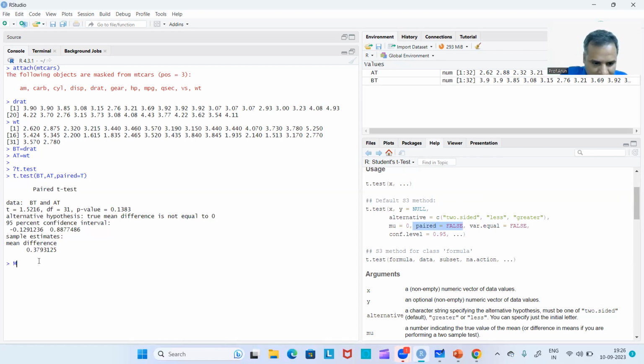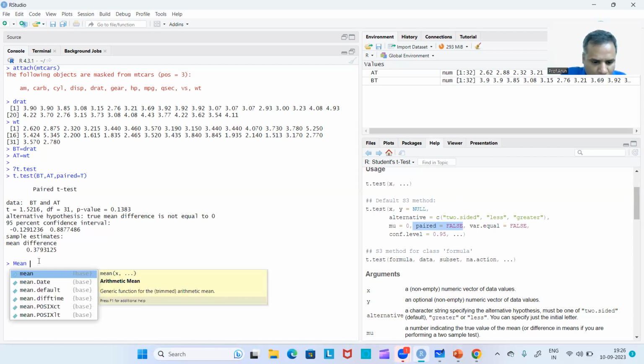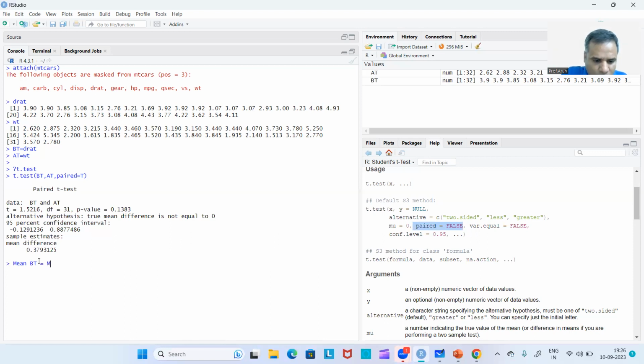It means mean before training is equal to mean after training. This I have to accept. It means training का कोई impact नहीं पड़ा है. Training has no impact because mean marks before training and mean marks after training is same. Training would have worked if after training marks would have been statistically significant. ज़्यादा होना चाहिए था, है ना?